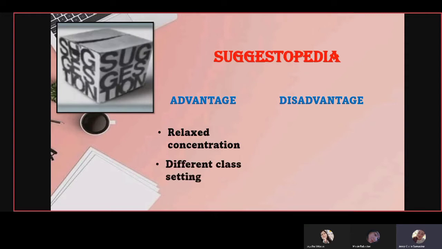Next is different class seating. Suggestopedia methods have different class seating which makes the students relax during the learning process. We know from the explanation before that a relaxed state is the optimum state for learning. So, in order to get a relaxed mind, besides using music, the Suggestopedia method also decorates the class with posters or something which can make students' minds relax, such as putting flowers or an aquarium in the corner of the class.